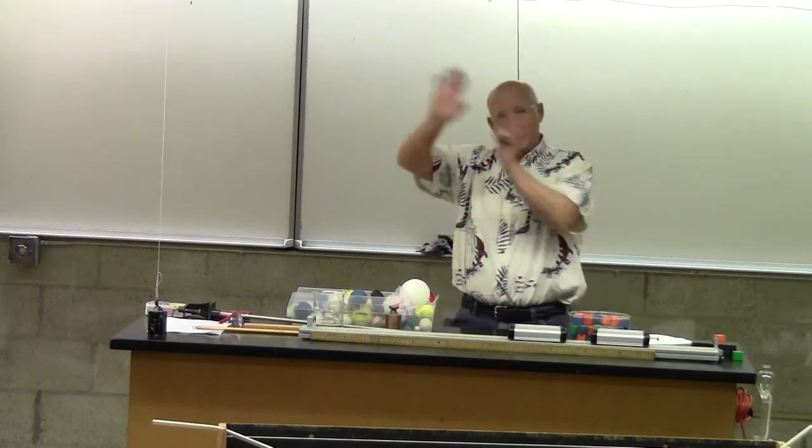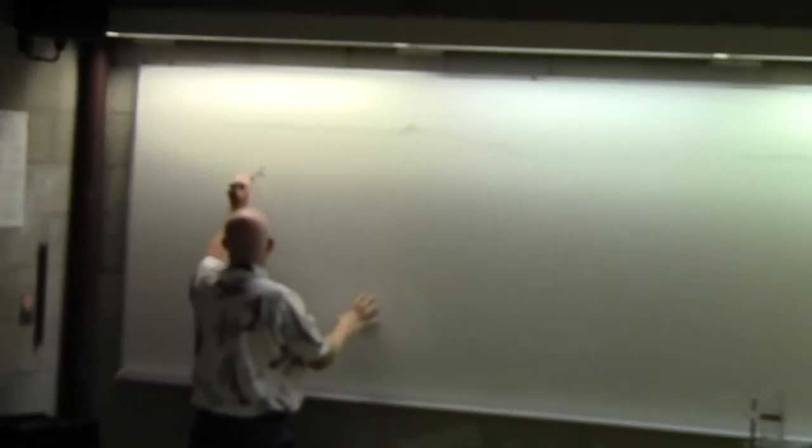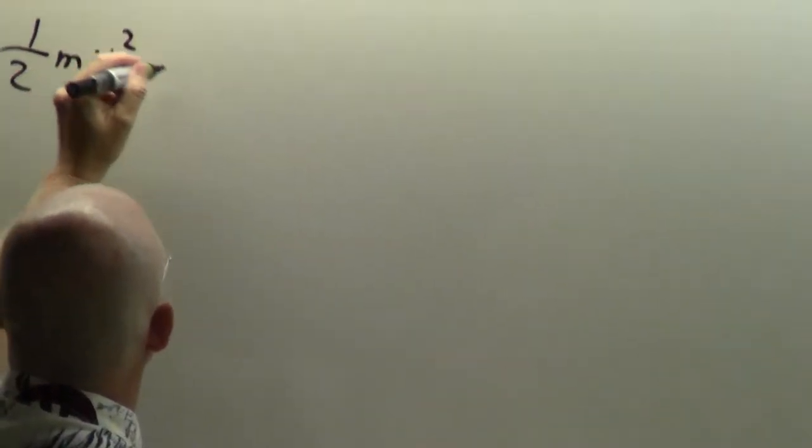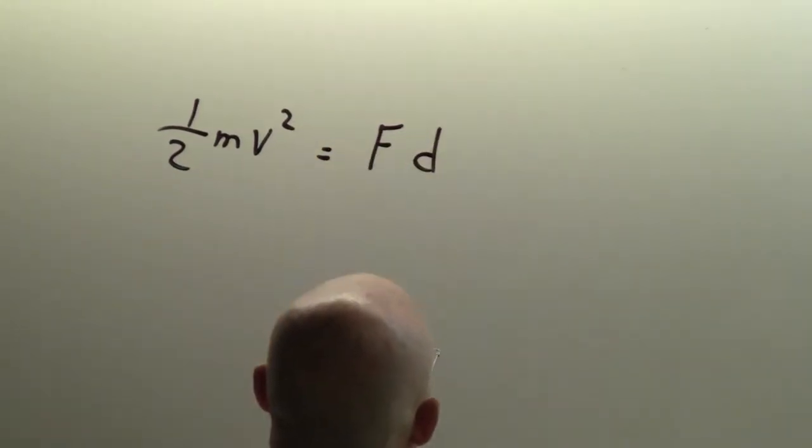Well, that's exactly what I just was talking about. This isn't showing you anything new, but let's do that one here. Let's use the work energy theorem. And so here's 1/2 mv squared equals force times distance.